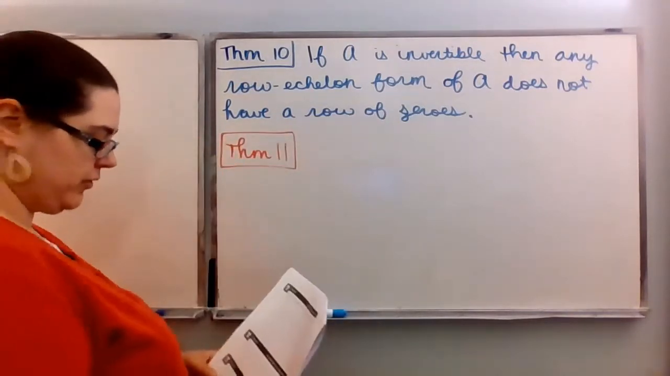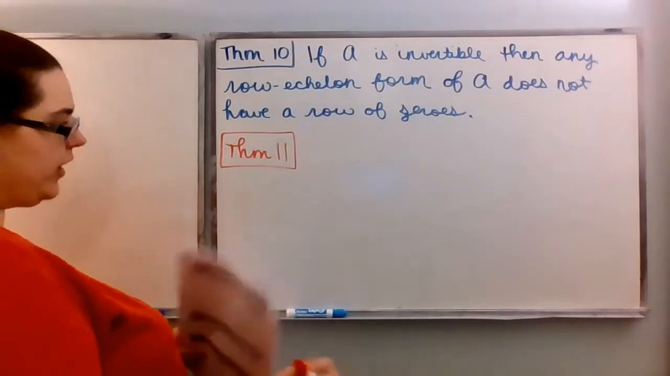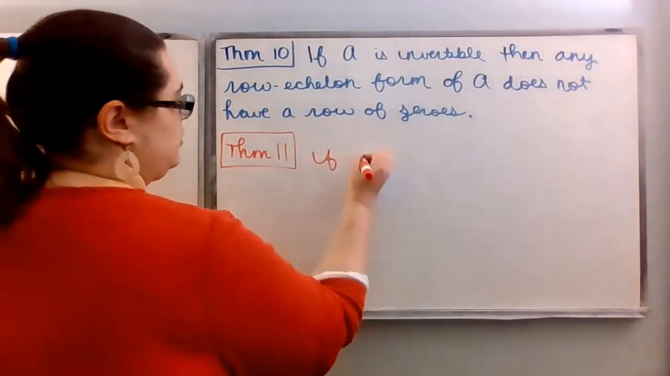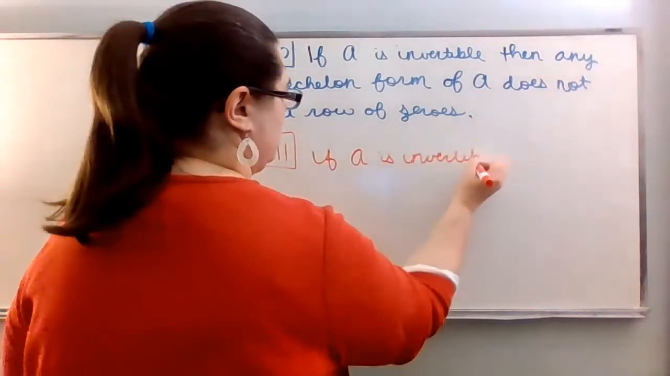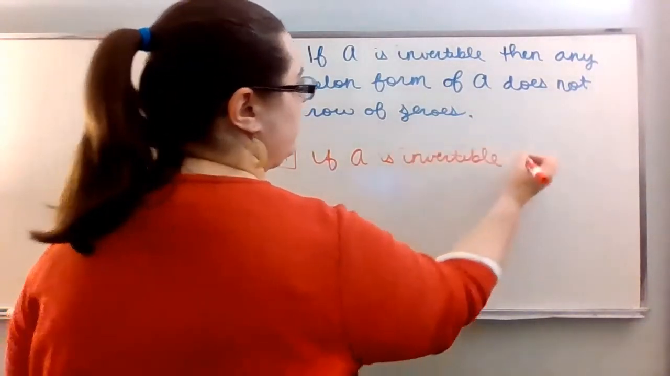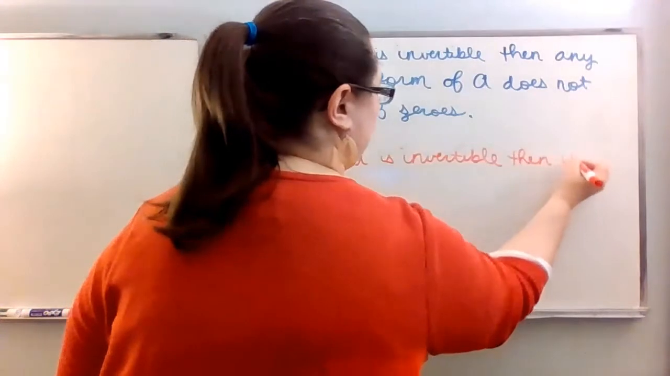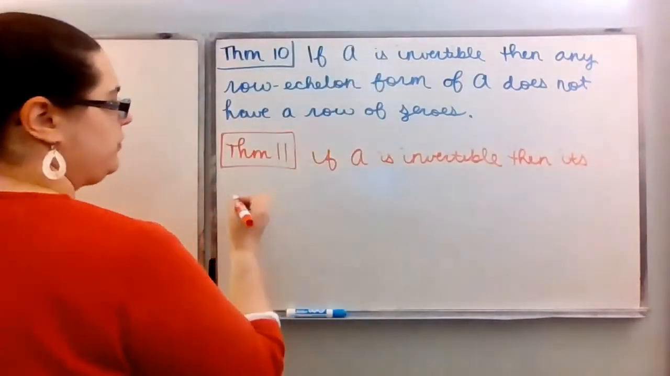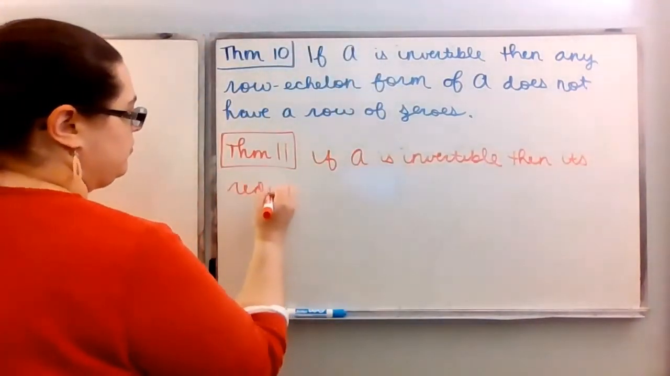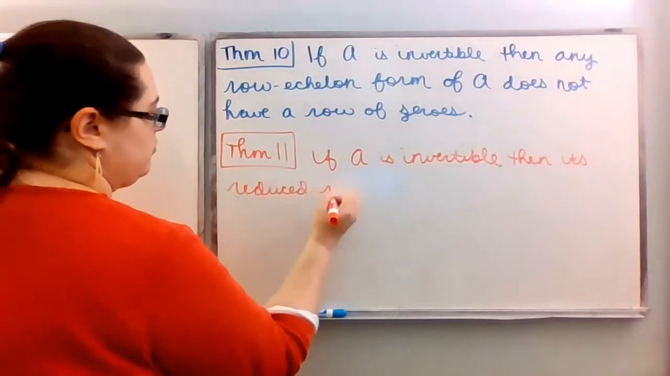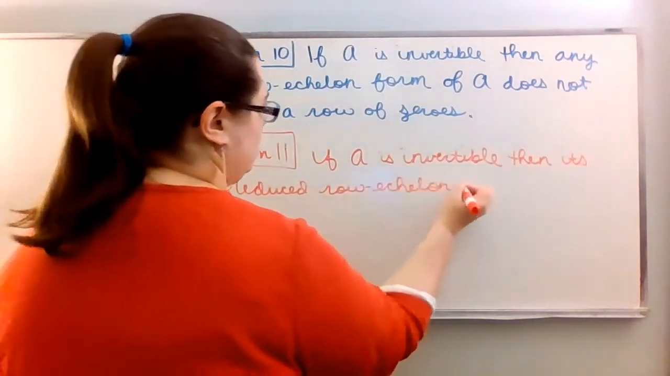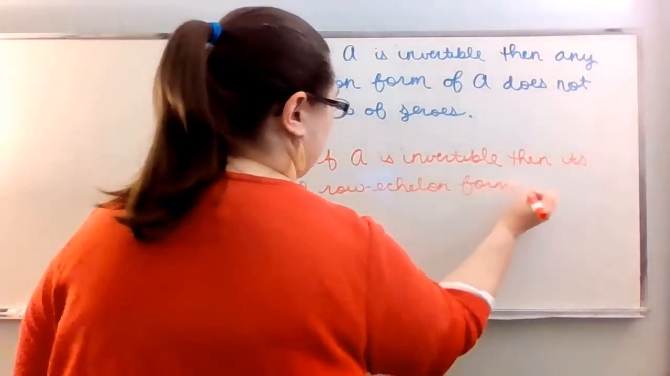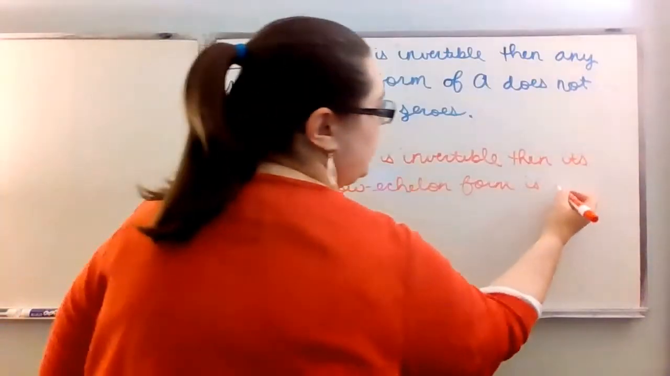And it states the following. If A is invertible, then its reduced row echelon form is an identity.